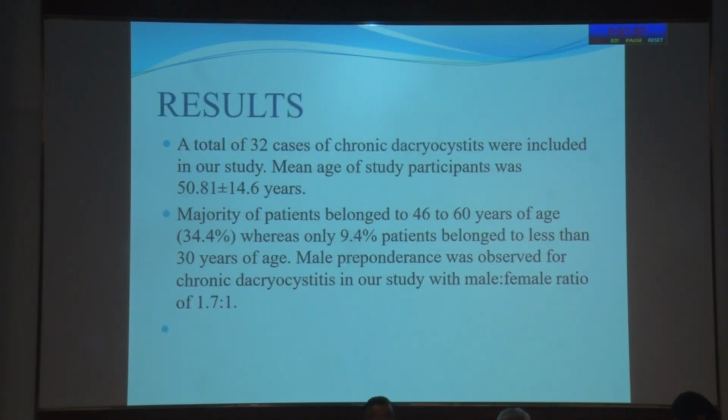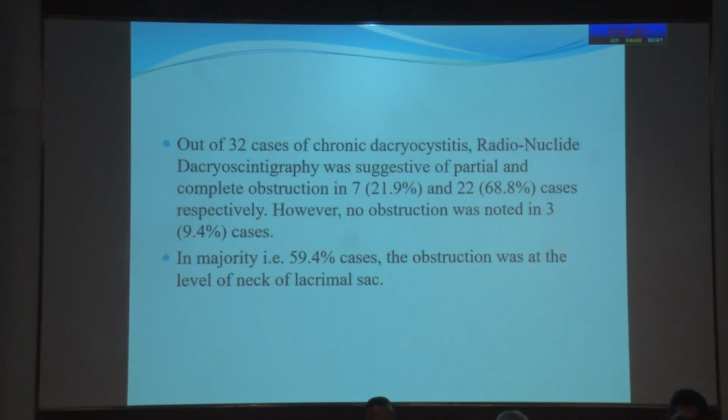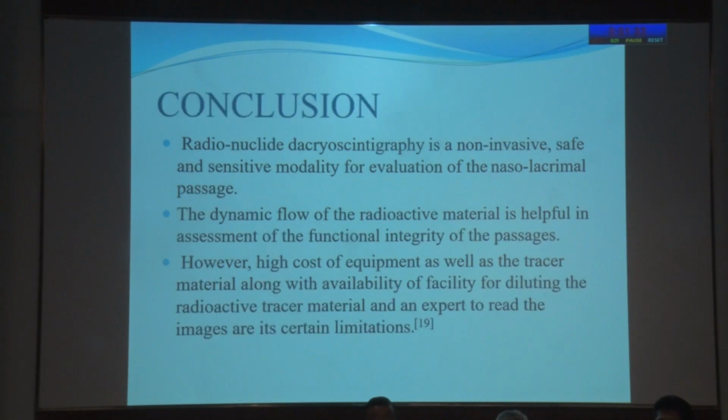The results: 32 cases were analyzed. The mean age of participants was around 50 years. Majority of the patients belonged to the 46-60 years of age category, and male predominance was there in our study. Out of the 32 cases totally analyzed, this procedure was suggestive of partial obstruction in 7 and complete in 22 cases, and no obstruction in 3 cases. And the site of obstruction, majority of the cases was at the neck of sac.